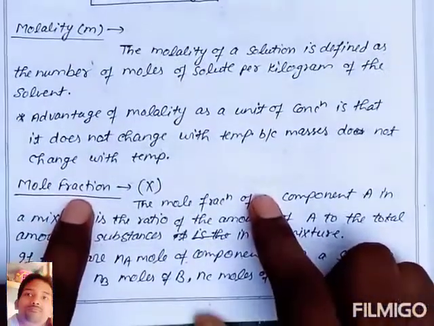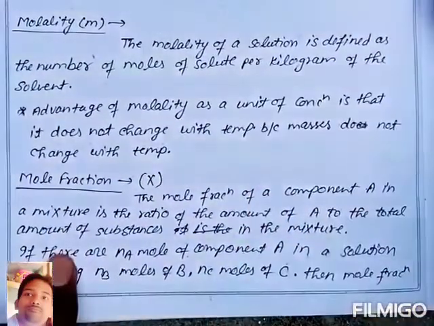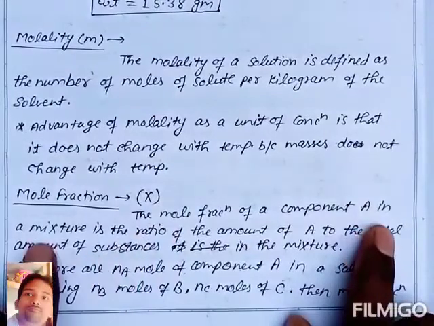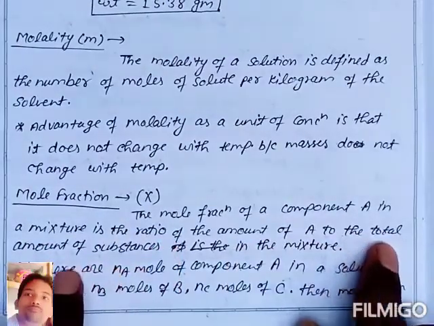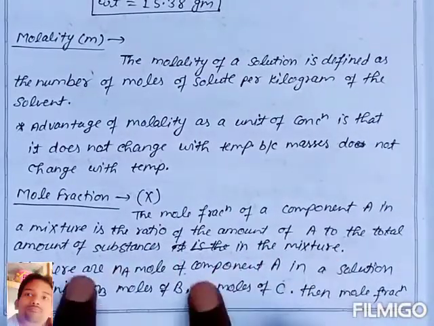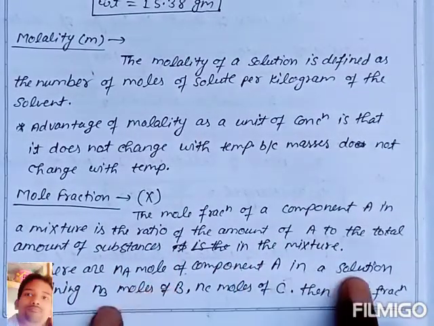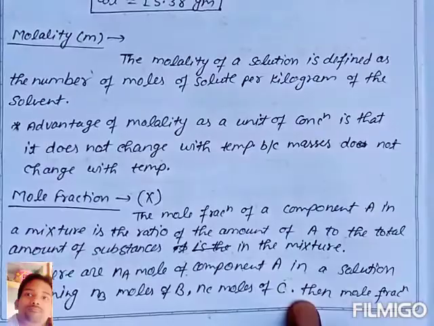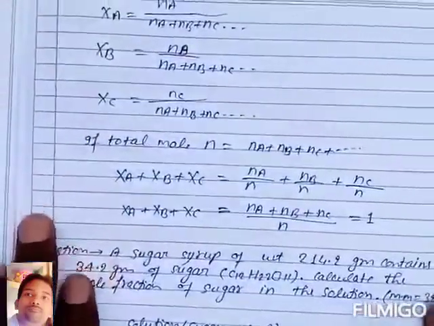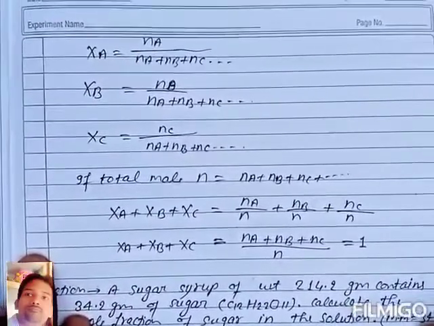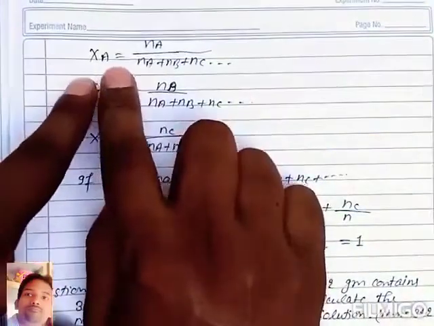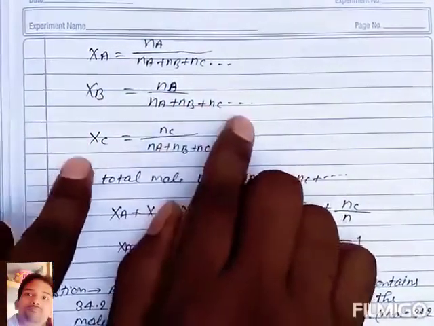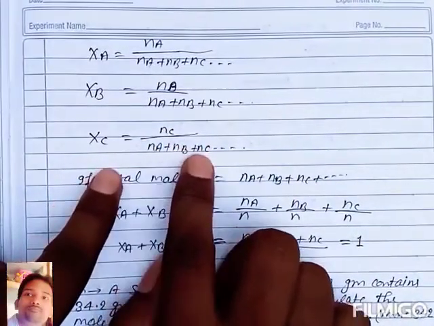Now the other one is the mole fraction. What is the mole fraction? Mole fraction is taken for a component divided by the whole. For example, the mole fraction of a component A in a mixture is the ratio of the amount of A to the total amount of the substances in the mixture. If there are Na moles of component A in a solution containing Nb moles of B and Nc moles of C, then the mole fraction of A, Xa, is equal to Na by Na plus Nb plus Nc. Xb is equal to Nb by Na plus Nb plus Nc. Xc is equal to Nc by Na plus Nb plus Nc.